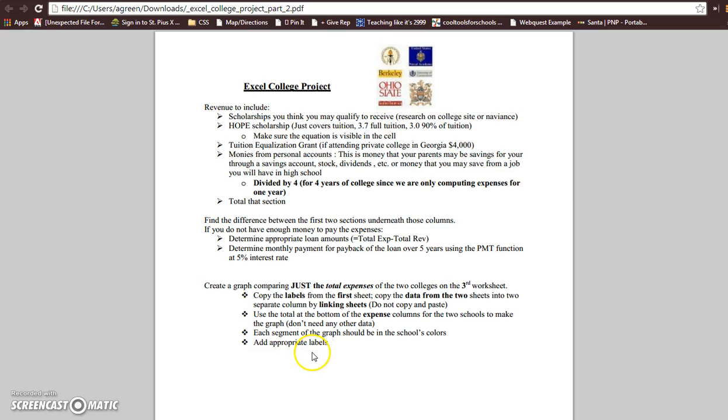In this video, we're going to be talking about part 2 of your college project. So the first part that we want to focus on is going to be the revenue. For the revenue, this is going to include things like scholarships that you may qualify for, the Hope Scholarship, which is just in the state of Georgia, the tuition equalization grant, which is for private schools, and then just any savings that you have in general.